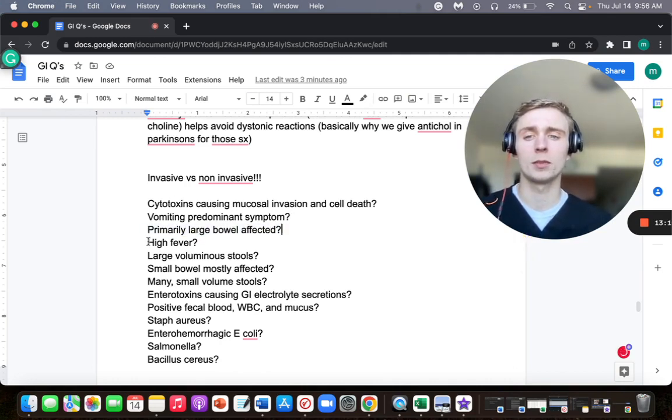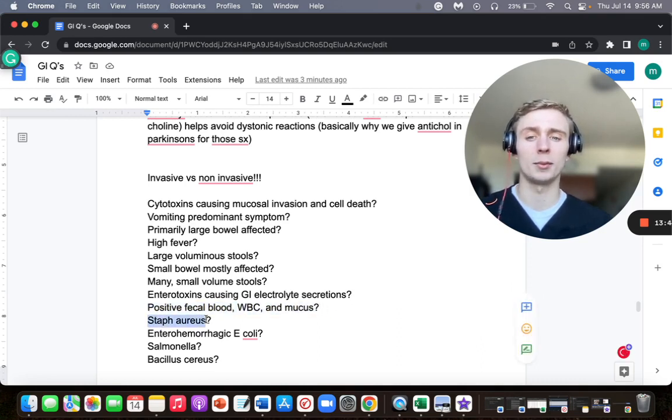Which one typically has a high fever? Which one typically has large voluminous stools? Which one is the small bowel mostly affected? Which one has many small volume stools? Which one has enterotoxins causing GI electrolyte secretion? So which one is enterotoxins as opposed to cytotoxins causing GI electrolyte secretion? Which one will have positive fecal blood, white blood cells, and mucus?